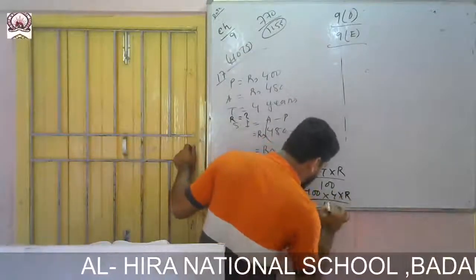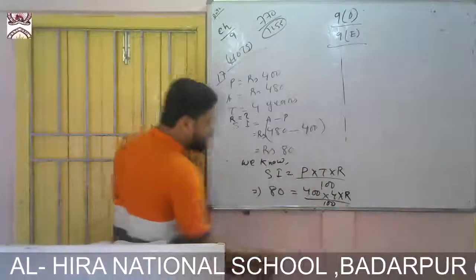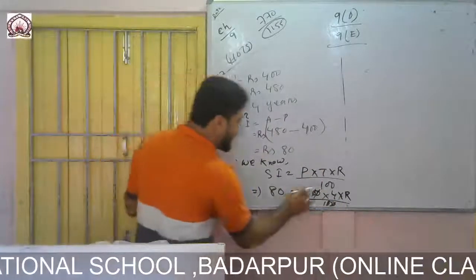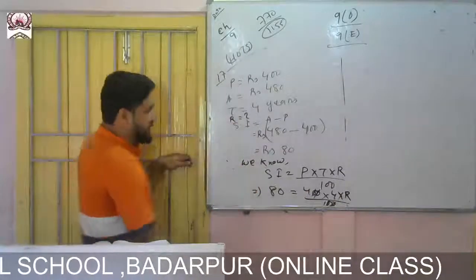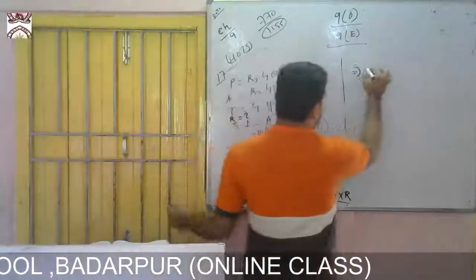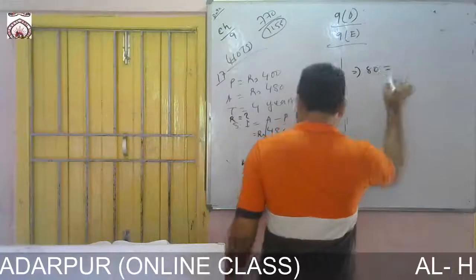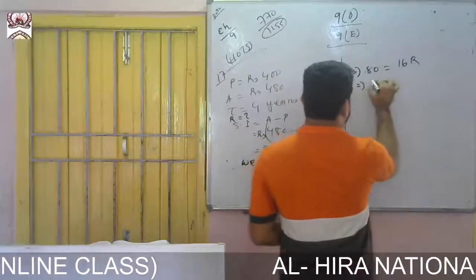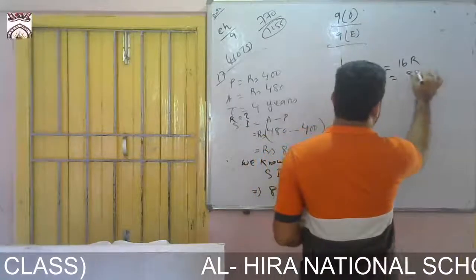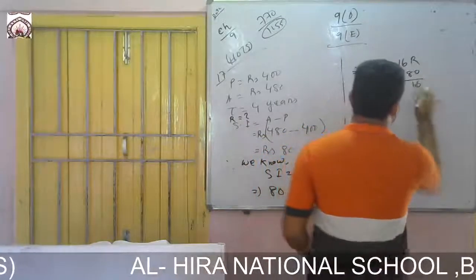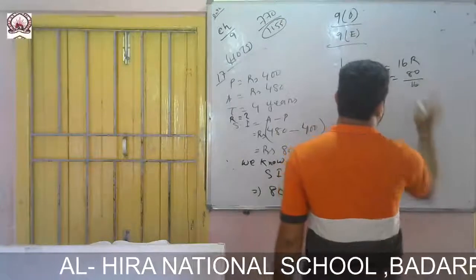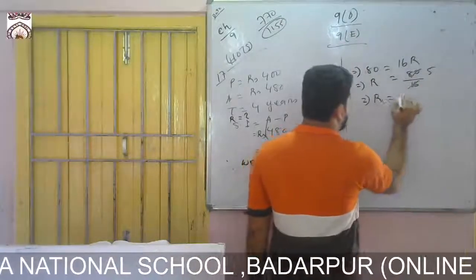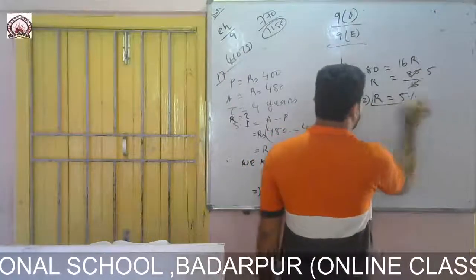Keep R as R by 100. It is very easy. You see, the zeros cancel. So what remains is 4 4s are 16R. So I can write rupees 80 equals 16R. From that I can find R equals 80 by 16. 16 5s are 80. So R equals 5%. That one we got.